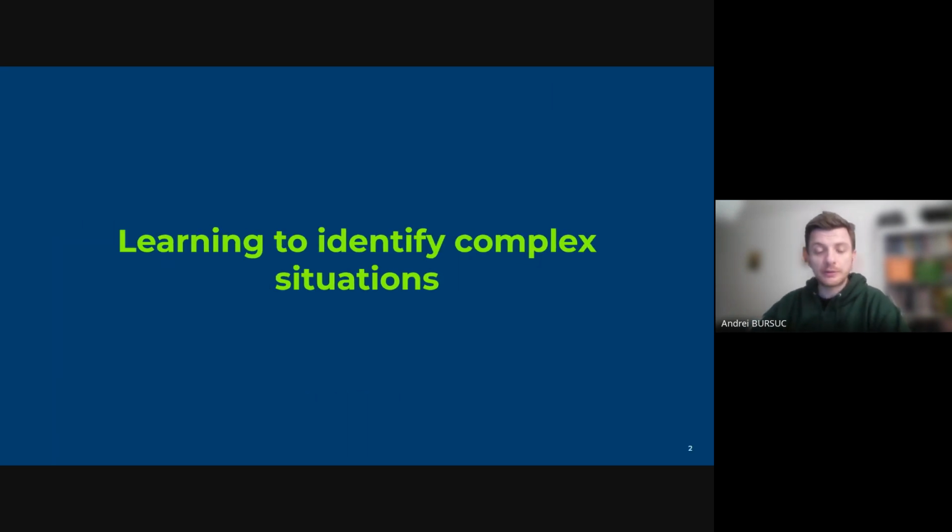So here, given a perception model that is integrated in a safety critical system, we want to learn to identify the complex situations that may cause a wrong prediction or a failure from its side.